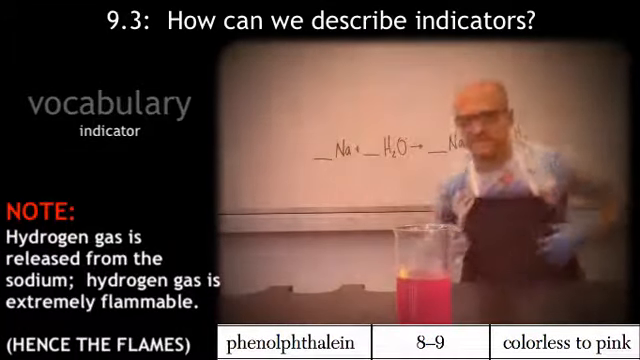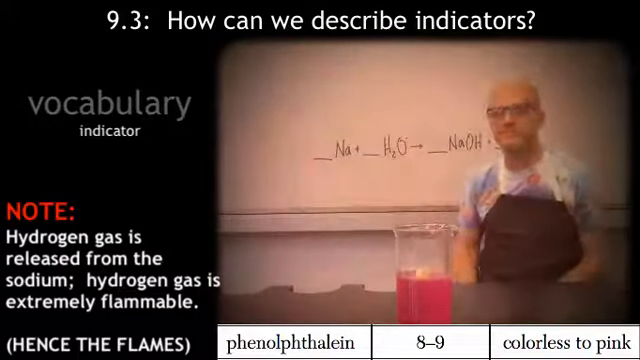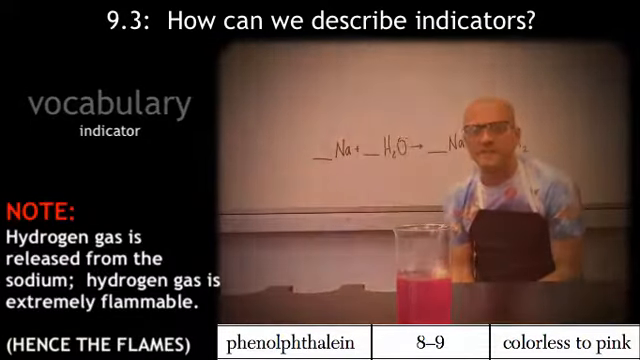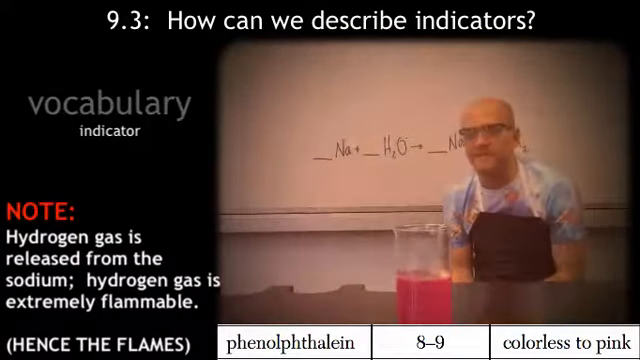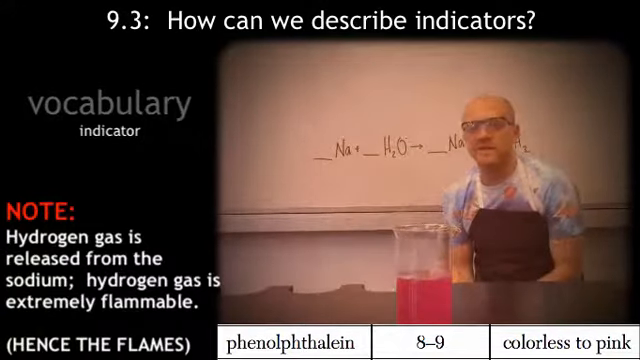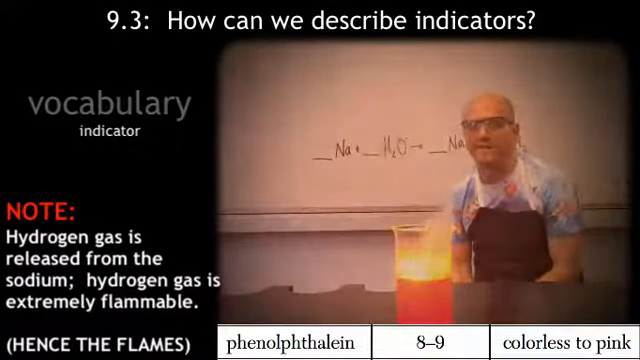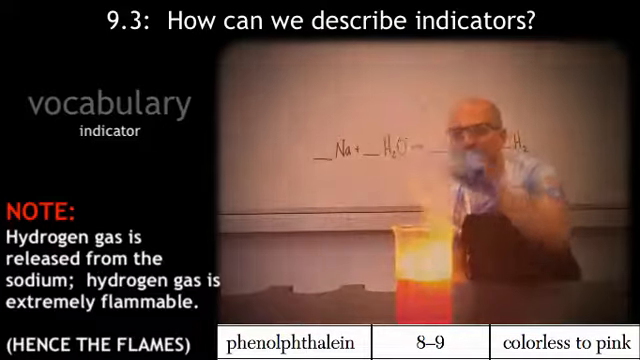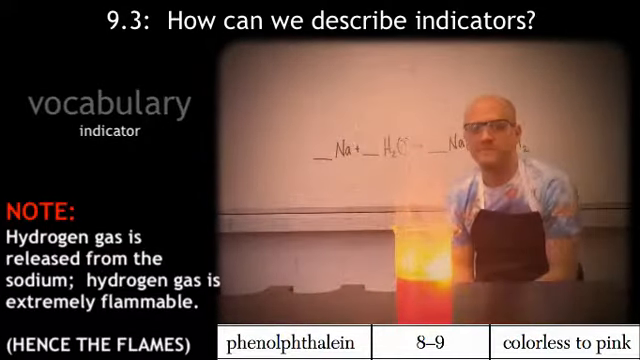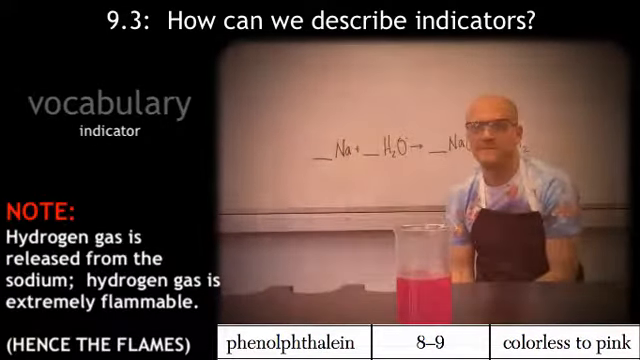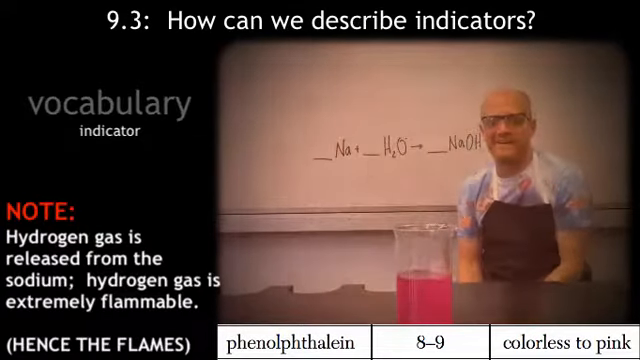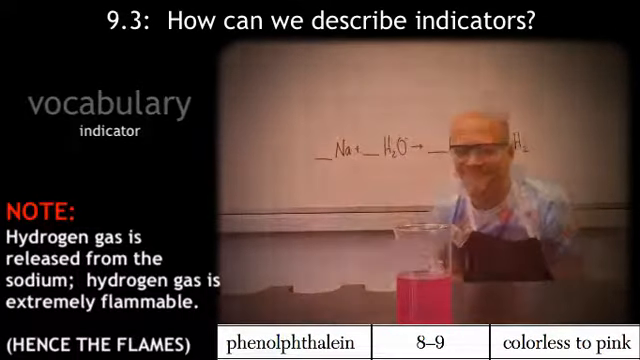That's why I got the glasses, the apron, the gloves. Now this is a very violent reaction. Remember, sodium is one of the more active metals if you look on table J. Sodium is going to react with any metal that is below it on the periodic, or the table J. Wow. Whoa! That was fun, right?